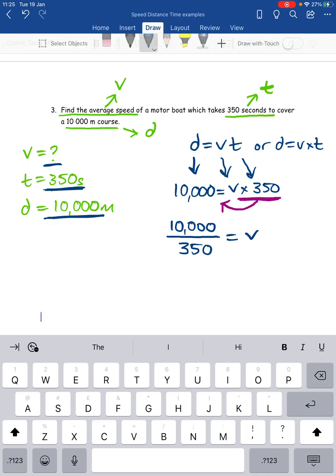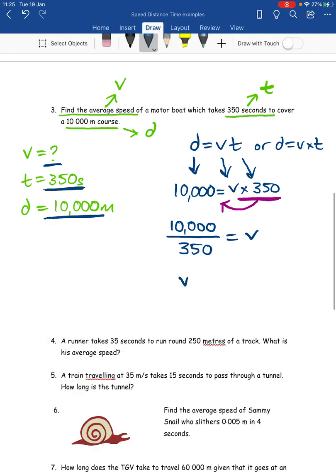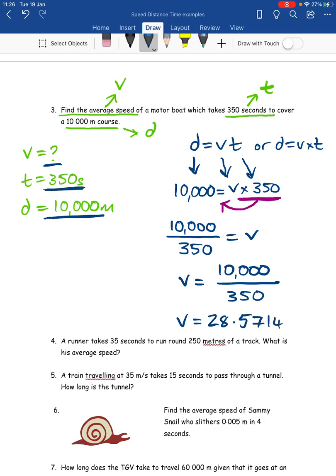So now what I can do is swap that around, because I want a line that says V equals. So they're just going to swap round like that, and I have 10,000 over 350. If I work that out using my calculator, because you can always use your calculator in physics, you never have to work things out in your head. And what I get is 28 point, and it comes up with a few numbers after the point, so I'll write a couple of them down. 57142.